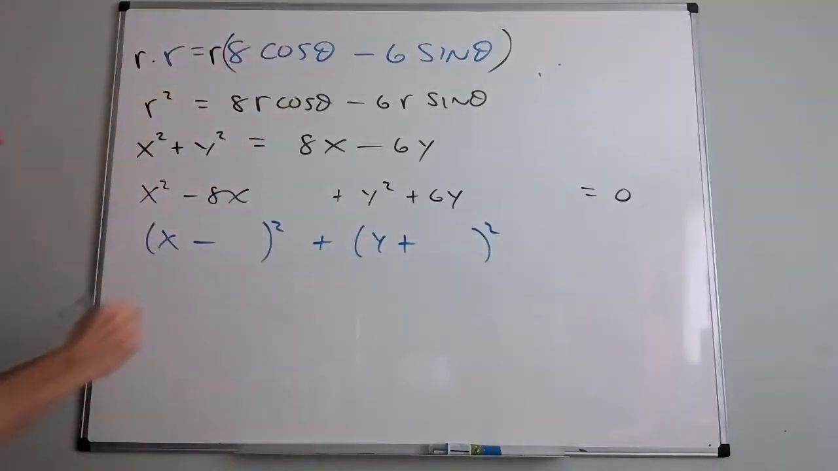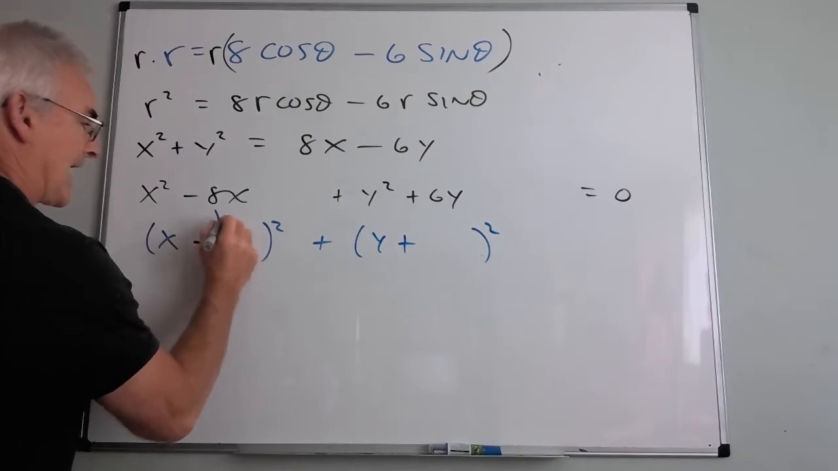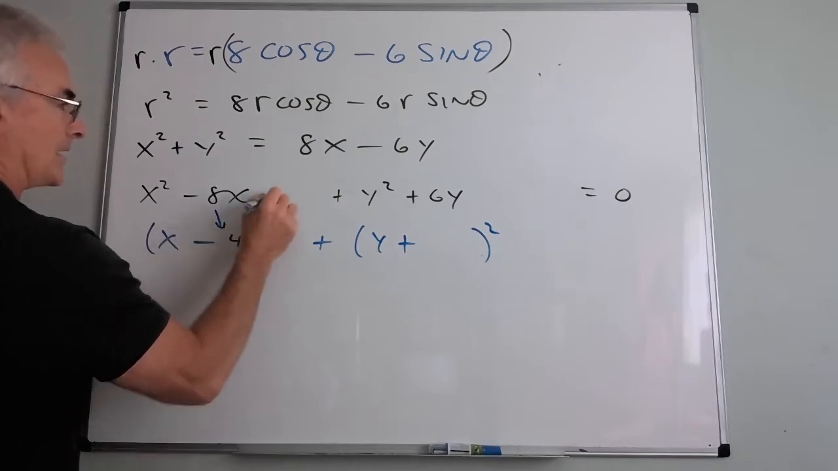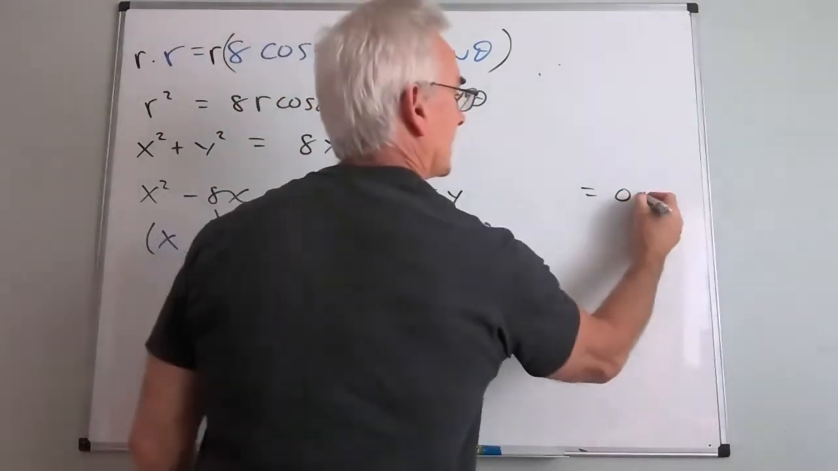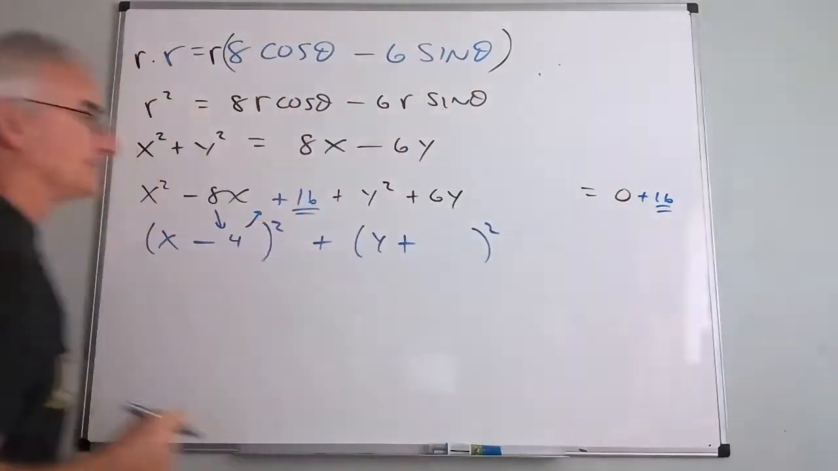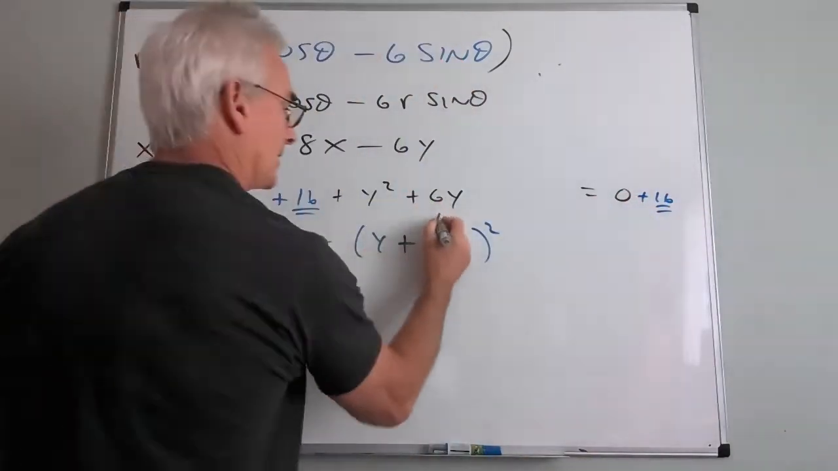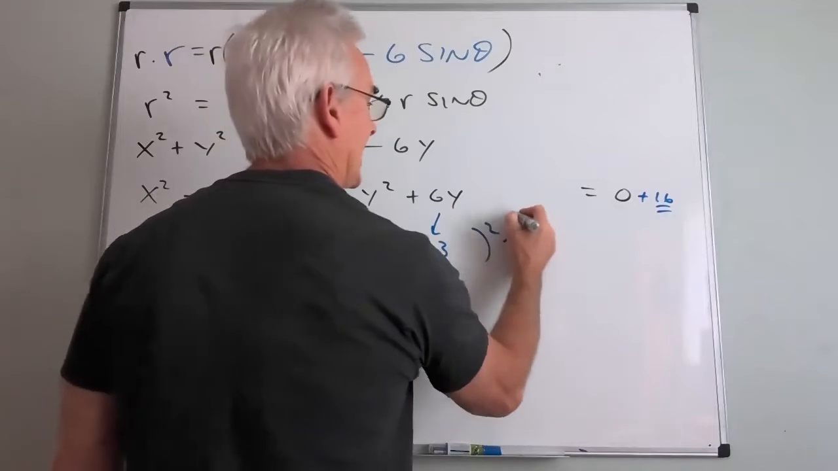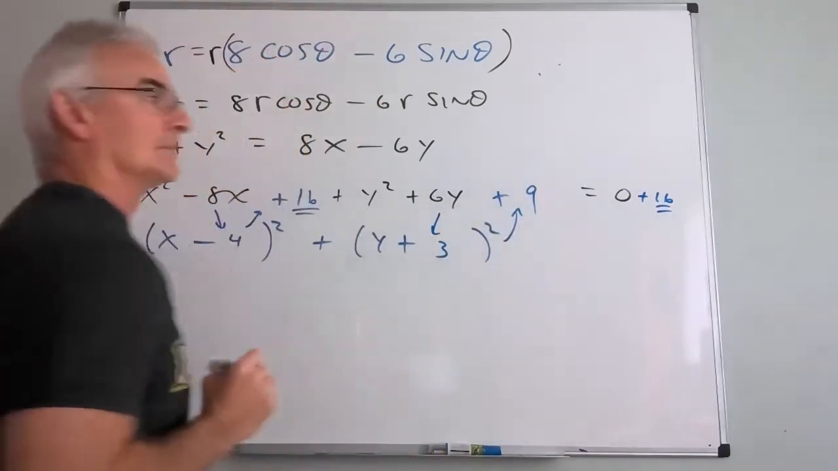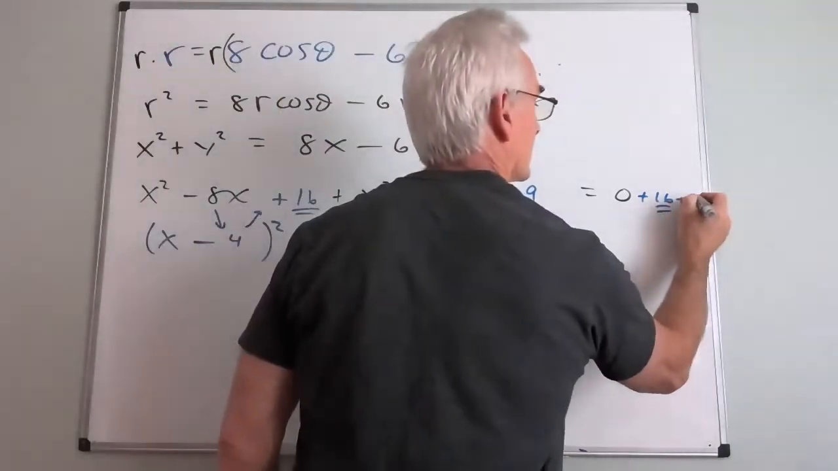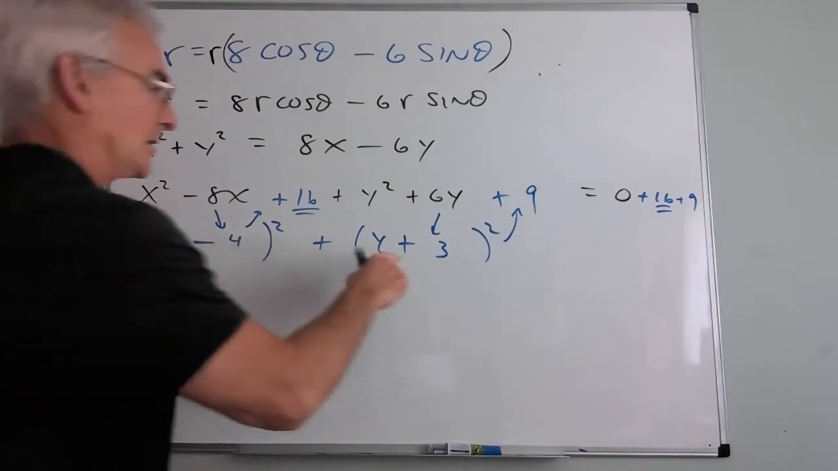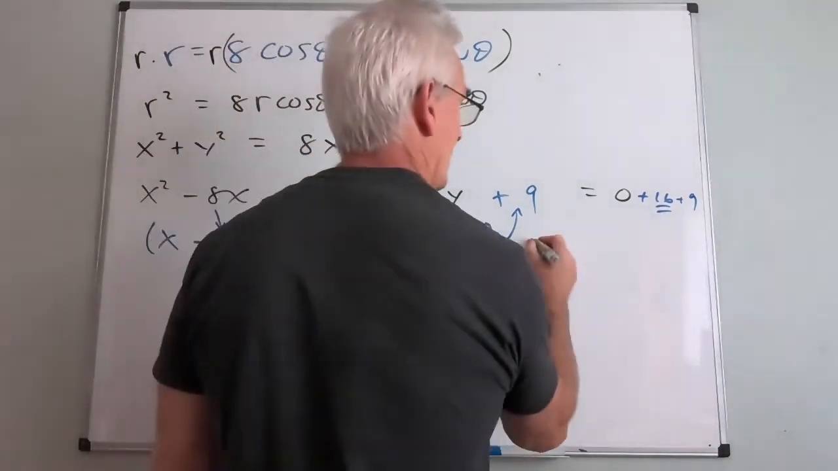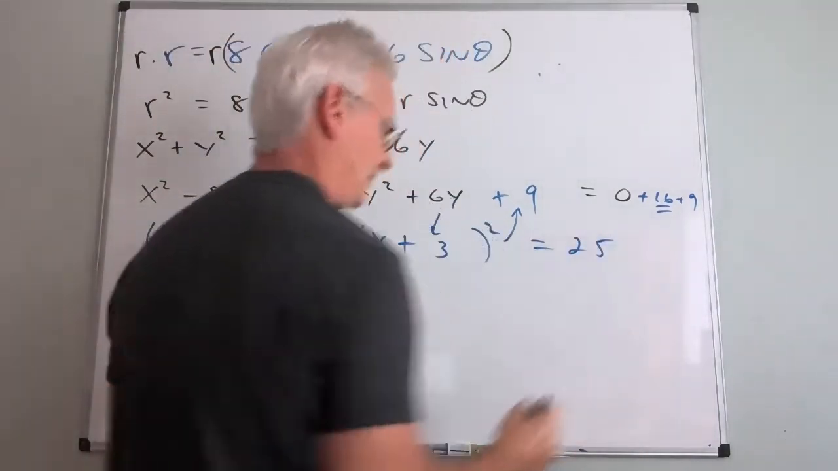Okay, so remember the rule: half of that number, and then I want to add the square of that number. So I'm going to add that to both sides. Half of that number, and then I'm going to add the square of that number to both sides. So I have (x - 4)² + (y + 3)² = 25.